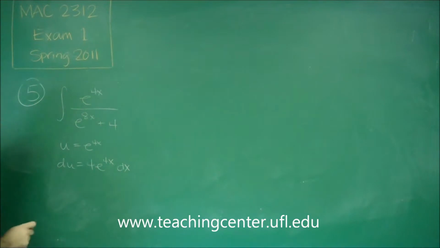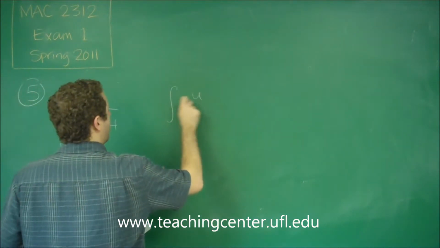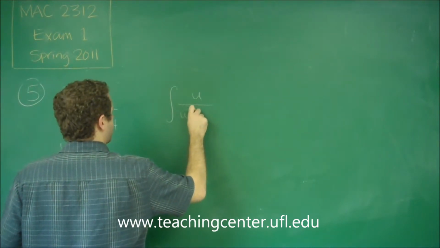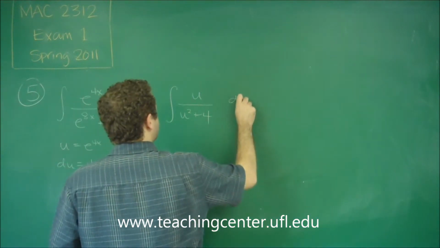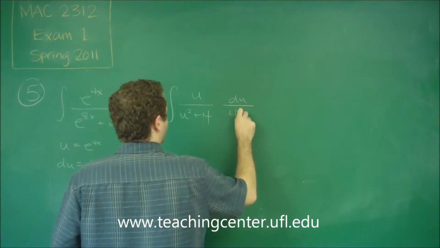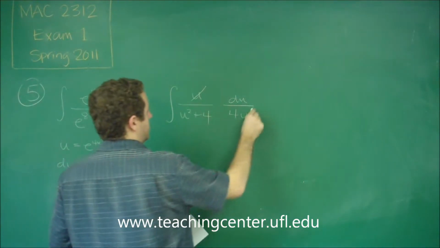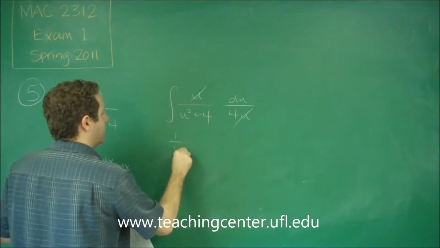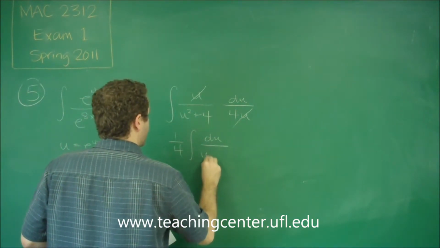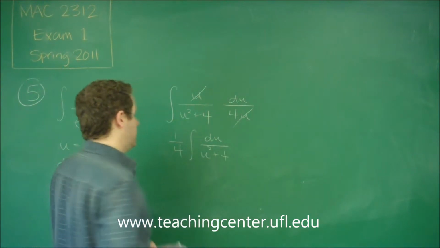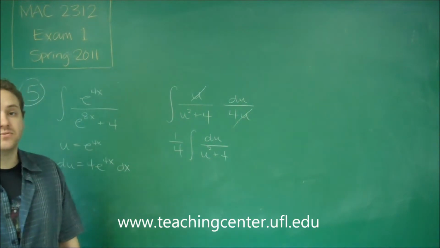If we rewrite our integral, we're going to have u over u squared plus 4. But instead of dx, we're going to have du over 4. And instead of e to the 4x, I'll write that as u, just so we can see that these cancel out. We get a 1/4 out front here. And we're really just integrating 1 over u squared plus 4. So you should be able to tell right away this is an arctangent form.